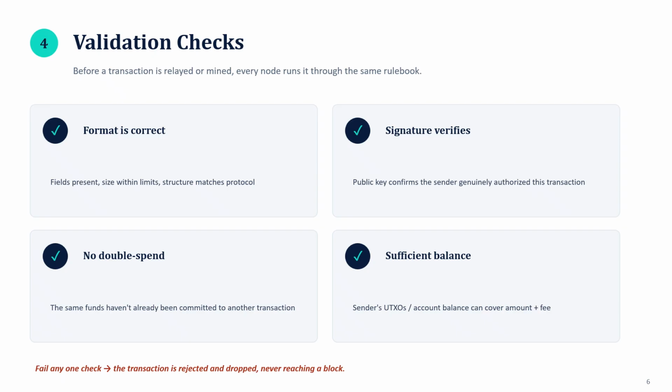Is there no double spend, meaning these exact funds haven't already been committed elsewhere? And is there sufficient balance to cover the amount plus the fee? If it fails even one of these checks, the transaction is simply dropped. It never reaches a block and the sender would need to fix and resubmit it.